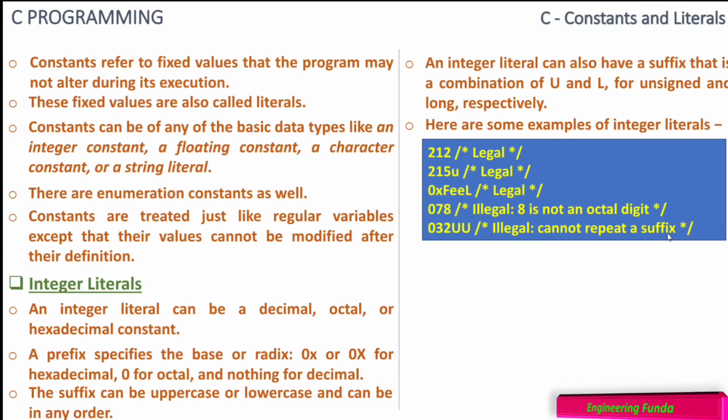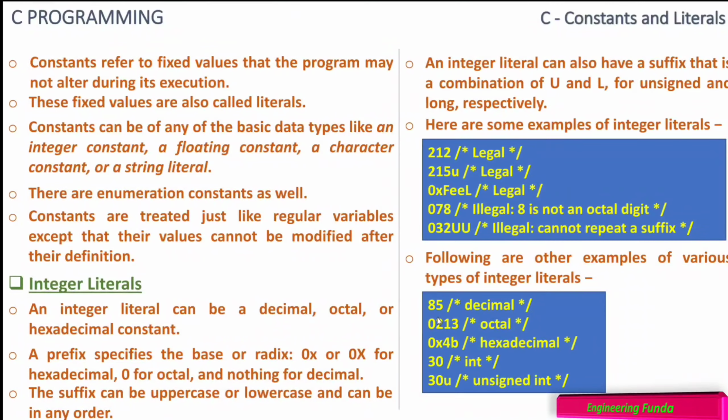Following are some other examples of various types of integer literals, some valid integer literals. So you have 85, which is a decimal number, or it is also an integer number. Then 0213, it is an octal representation. Then we have 0x4b, it is a hexadecimal number. Then you have 30u, which is an unsigned integer value. So these are all legal or valid integer literals.